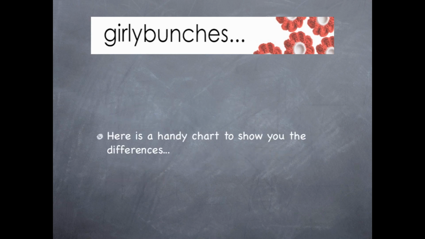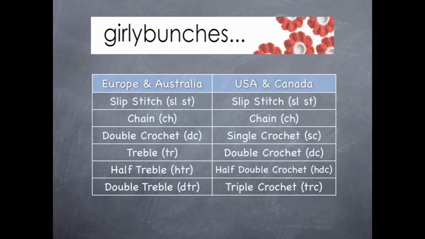I've made a chart to show you the differences in the names. On the left hand side you can see the European and Australian names, and on the right hand side you can see the USA and Canada names. You can see that the slip stitch and the chain are the same on both sides of the terminology. Double crochet becomes a single crochet, a treble becomes a double crochet, a half treble becomes a half double crochet, and a double treble becomes a triple crochet.